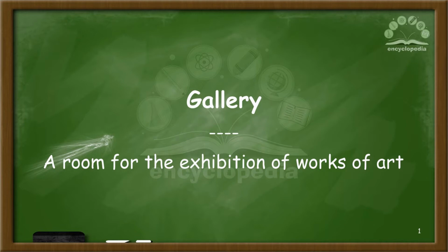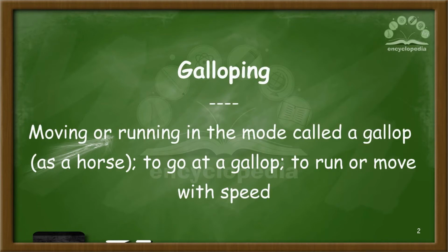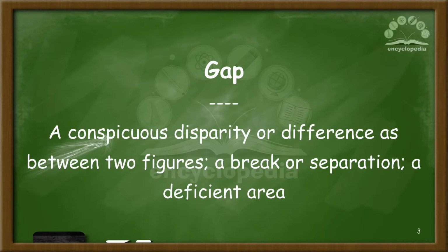Gallery. Gallery means a room for the exhibition of works of art. Galloping. Galloping means moving or running in the mode called a gallop, as a horse, to go at a gallop, to run or move with speed. Gap. Gap means a conspicuous disparity or difference as between two figures, a break or separation, a deficient area.